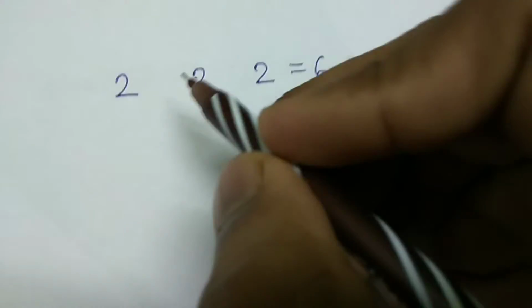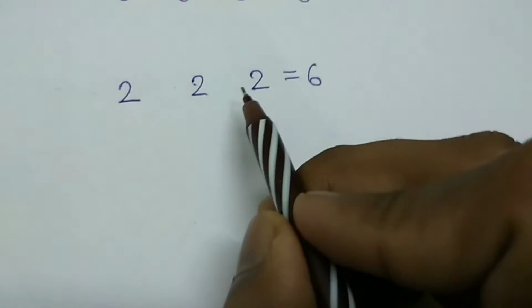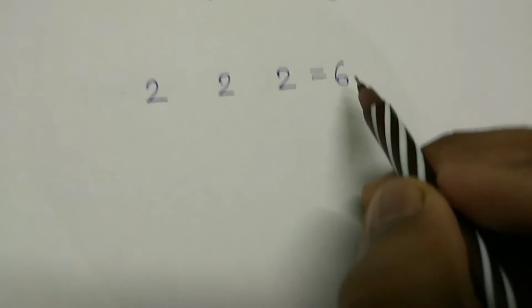Hey everyone, my name is Brito, and in this video I will show you some really cool and interesting math puzzles. So let's start with this problem right here. 2 2 2 equals 6.